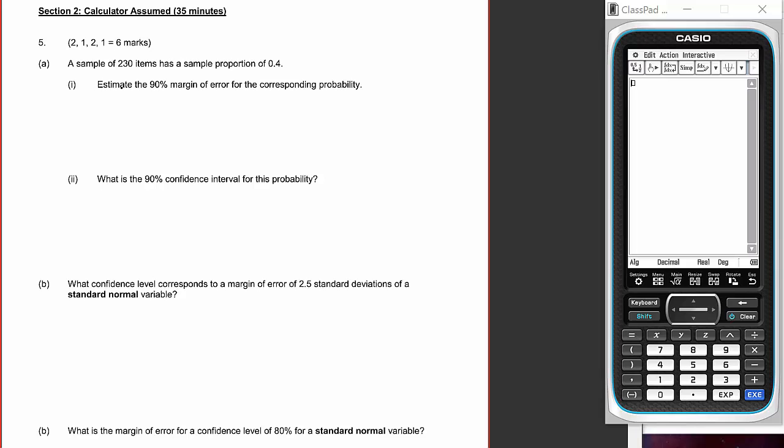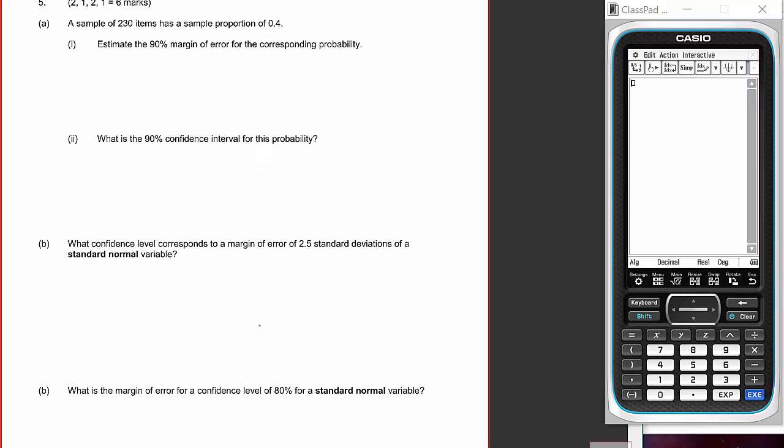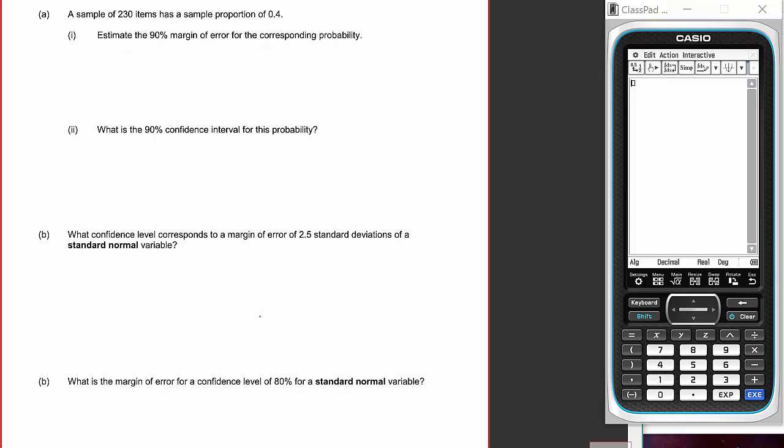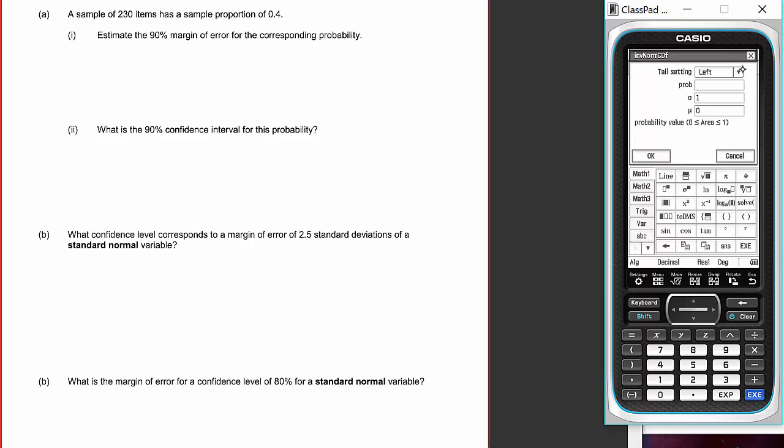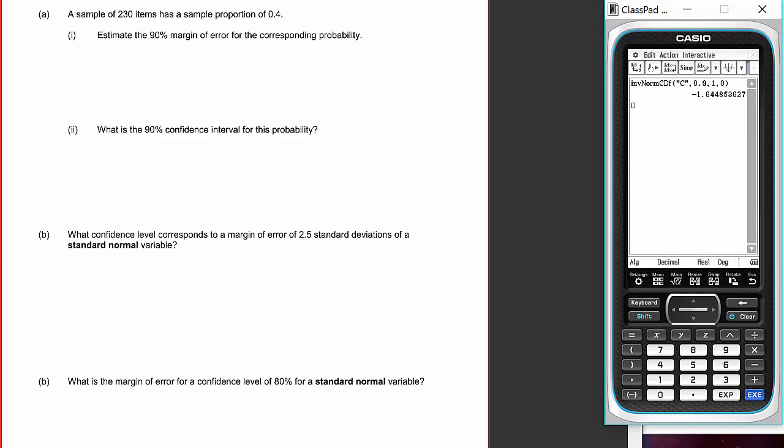A sample of 230 items has a sample proportion of 0.4. Estimate the 90% margin of error for the corresponding probability. So we need the 90% z-score. So we'll go to inverse normal CDF. We need to go for center and 0.9 if we're going for 90%. And that gives us 1.645.